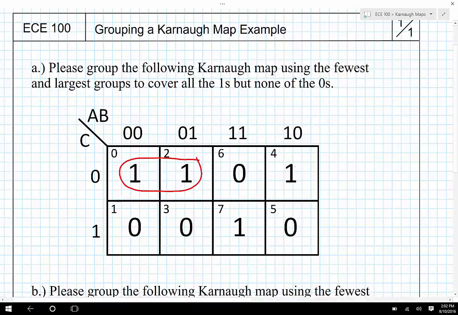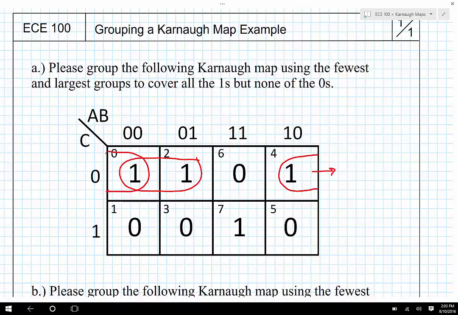This one right here in cell 4, I can't group with cell 6 or with cell 5 because those are both zeros. The only place I could group is I could wrap around. So I could go this way and wrap around with cell number 0, and that's just what I'm going to do. So I'm going to form a group of 2 here where I wrap around to the edge there to cell number 0. That leaves cell number 7. Cell number 7 is an island. There are no other cells nearby that contain a 1.